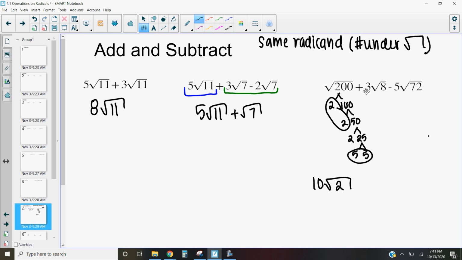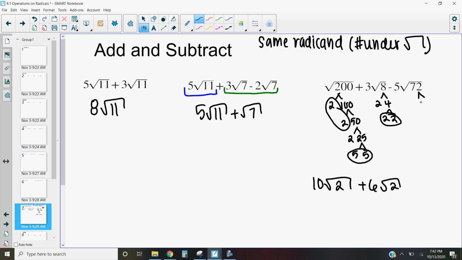Now let's take a look at our 3 square root 8. Well, 8 breaks down into 2 and 4, and 4 breaks down into 2 and 2. And so really the square root of 8 is 2 times the square root of 2. Now we've already got 3 of those, so we've got to do 3 times 2, which is 6, times the square root of 2.